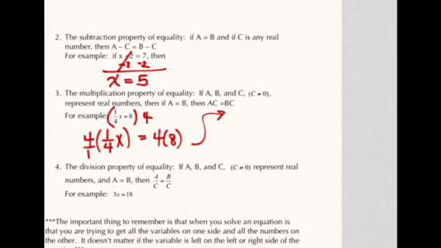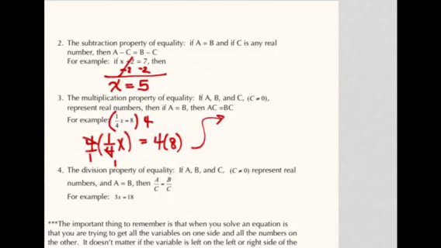Again, 4 times 1/4, you just get left with a bunch of 1's. You end up with 1x, which just means the same thing as x. And 4 times 8 is 32, so the value of x would be 32 to make this equation true. Note, this property is only valid if c, the thing you're multiplying by, is not 0. That would change the value of the equation.